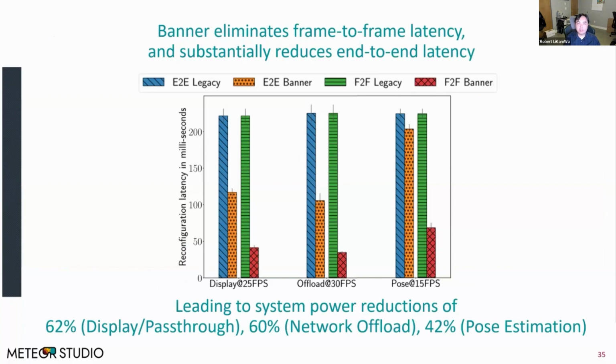So Banner eliminates that frame-to-frame latency, and it substantially reduces what we call end-to-end latency, the time it takes from calling the reconfiguration operation to it actually happening, to the point that we can achieve all the tasks that we need to do while substantially reducing your system power. So not just the power of the sensor, not just the power of the memory, but the whole system altogether, because you have less of a computational workload, because you're dealing with less data. But it starts with reconfiguring your sensor.